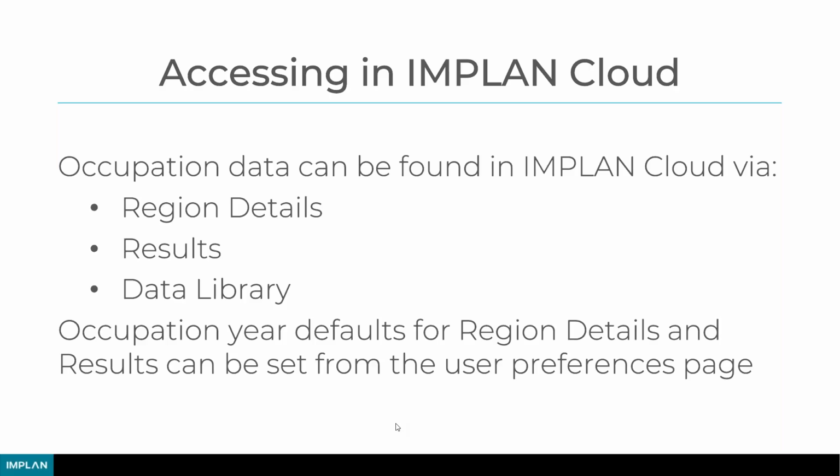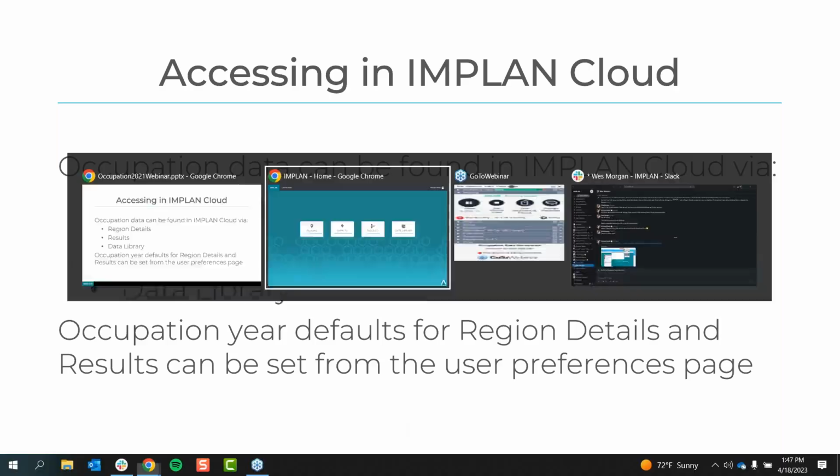And then similar to the region details, you can also view the occupation data as it existed within regions in a certain data year within IMPLAN's data library. So with the occupation data, you do have the ability to set some occupation year defaults for the region details and the results from your user preferences page. And I will show that for you here in just a moment.